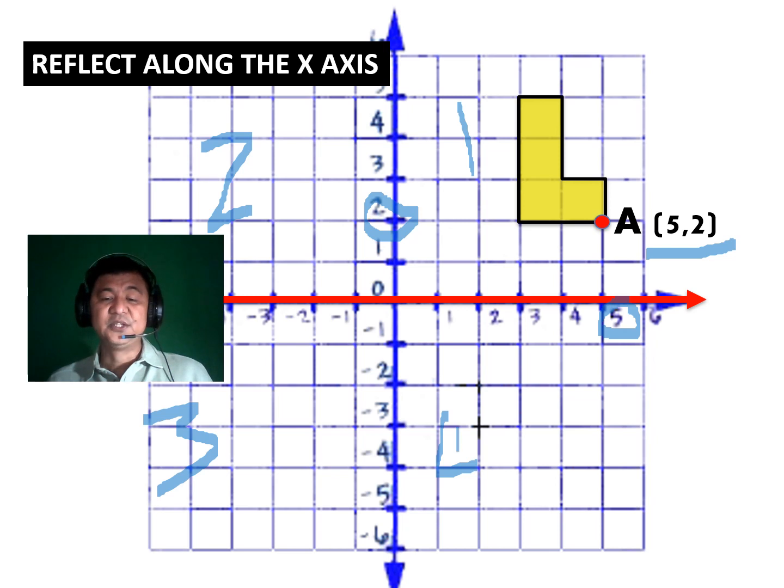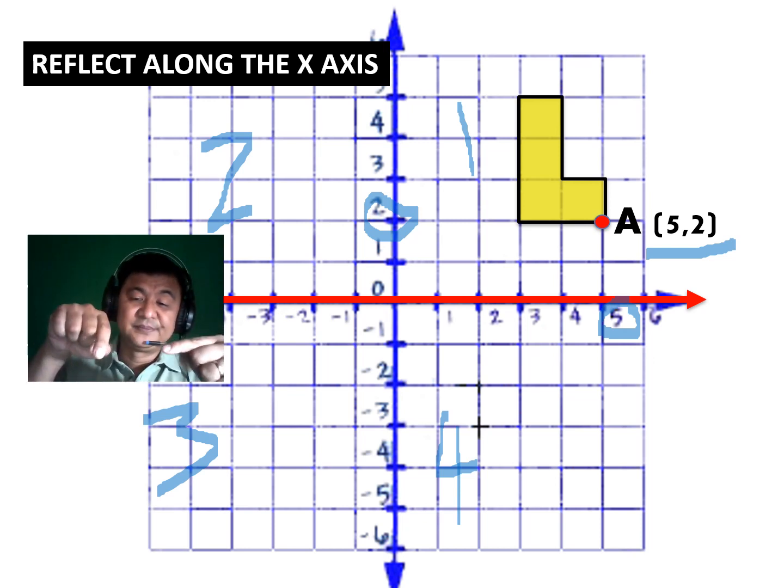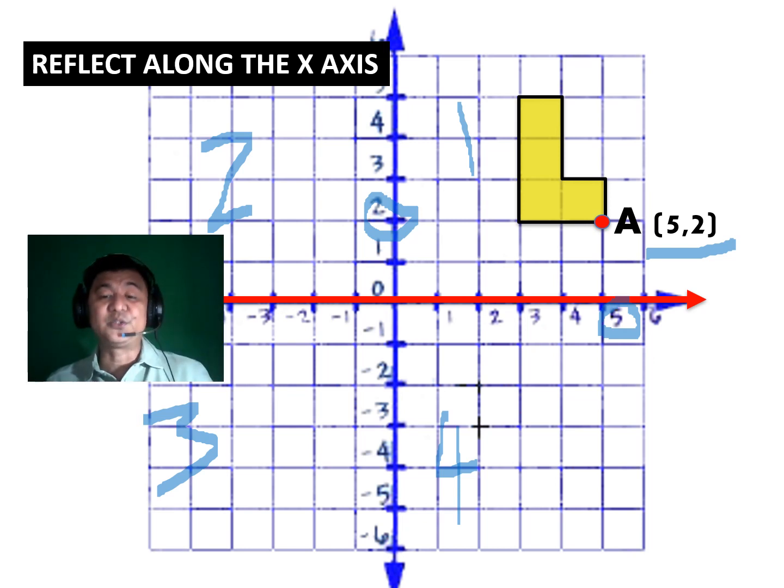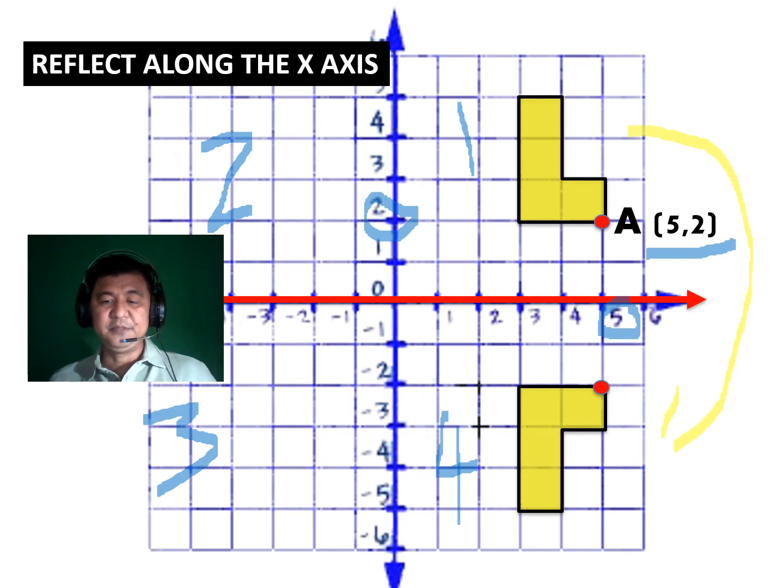Write in the chat. Where will the new figure be? In which quadrant? Write it below. All right, correct. It will be in quadrant 4. So let's check if we're right. So the flipped image will look like this. Okay, do you agree? That's the flipped image.